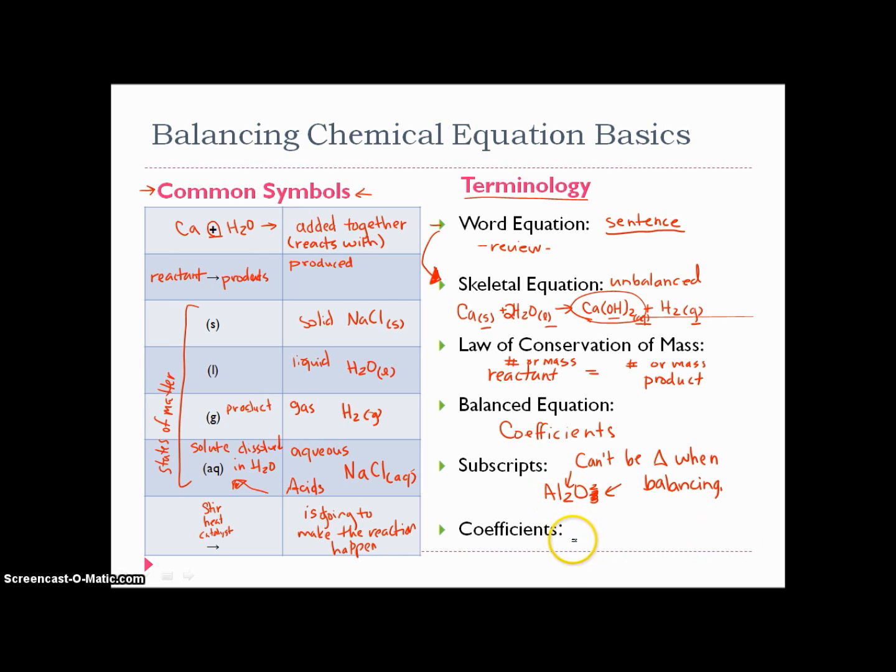So we know that if we need Al2O3 and we need 6 oxygens on the other side, so we have a 3O2 and we need 6 oxygens, we're going to have to put a 2 in front of this. And there's nothing else we can do, and now we have 6 and 6, and so we're balanced.